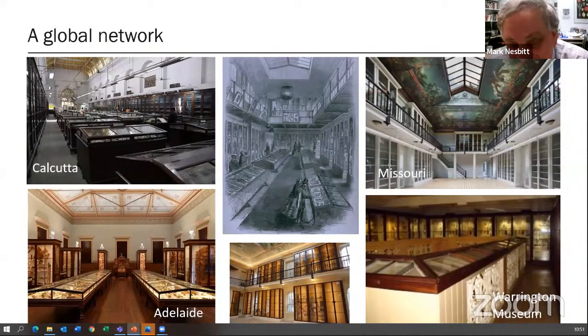And other collections have started in Naples, in Rio de Janeiro, a fantastic collection at UNAM under the curatorship of Bob Bye and others at the Botanic Garden in Mexico City. So the time for these historic collections has really come back. This is the right time to be working with this material because people want to hear those stories.